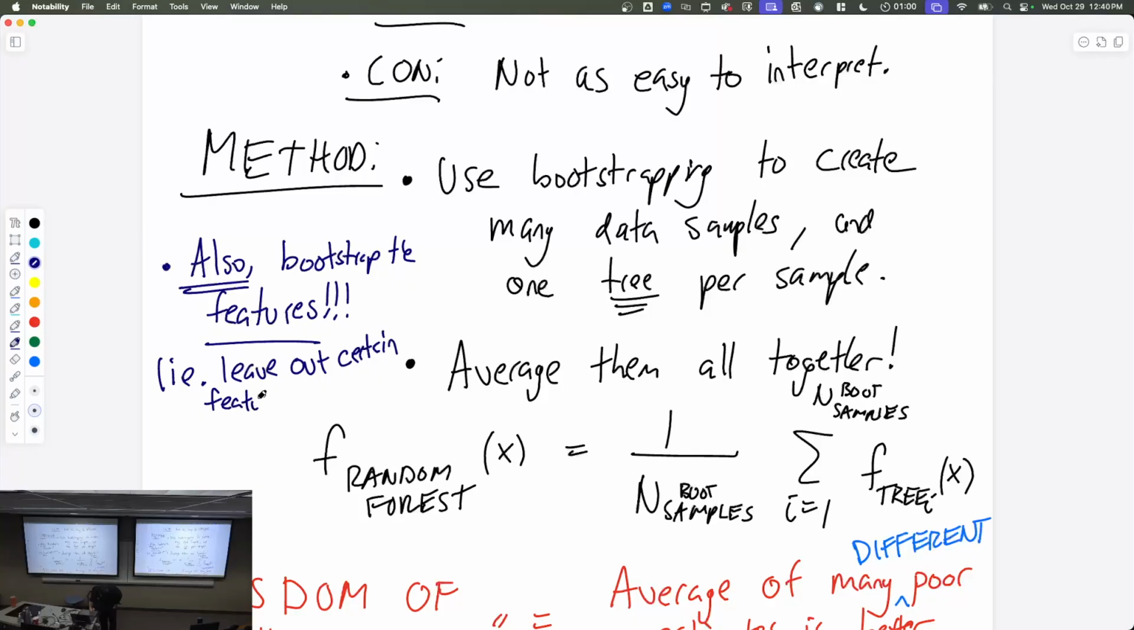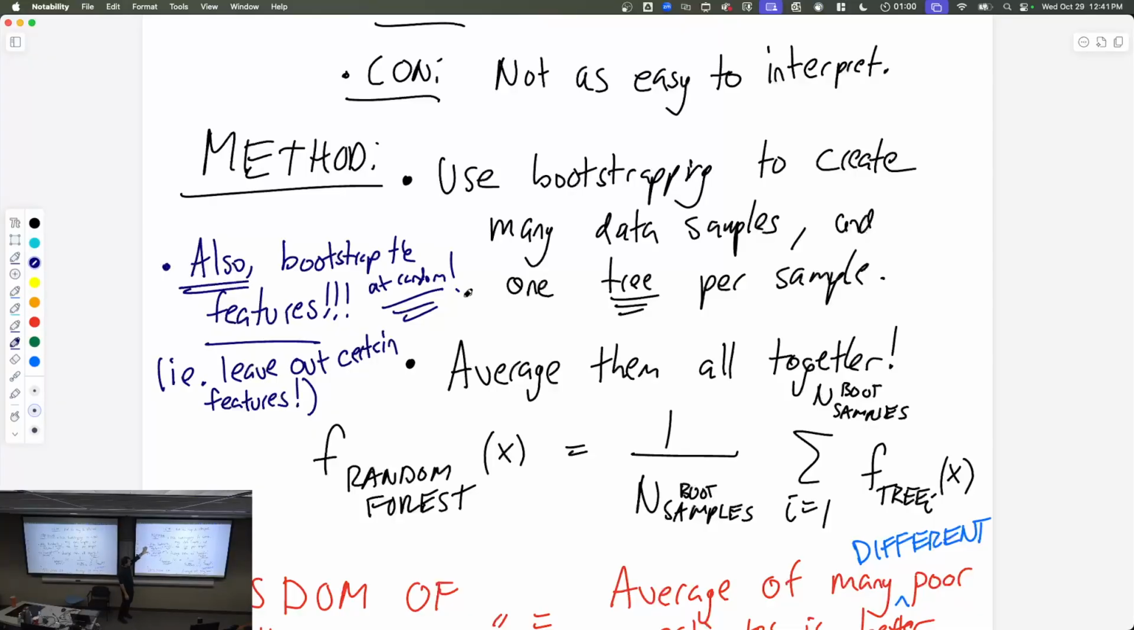In the context of your housing data set, this would be like, let's just ignore the lot area or something, right? Like we're going to ignore certain features. Of course, ignoring features makes your trees worse. Bootstrapping the features, or doing feature selection at random, this is a totally dumb idea. This makes your trees worse.